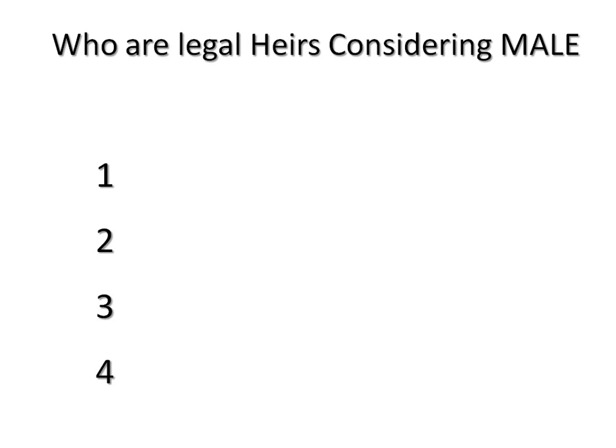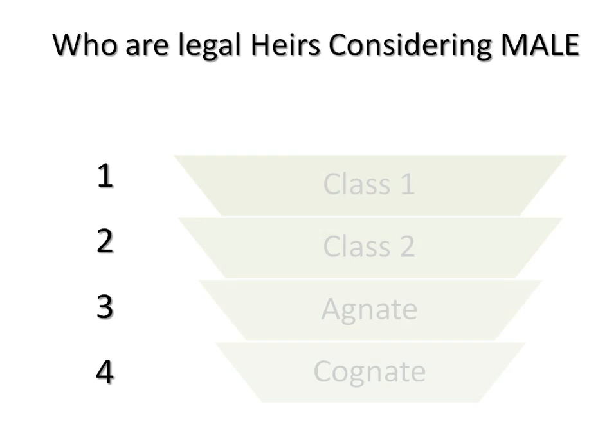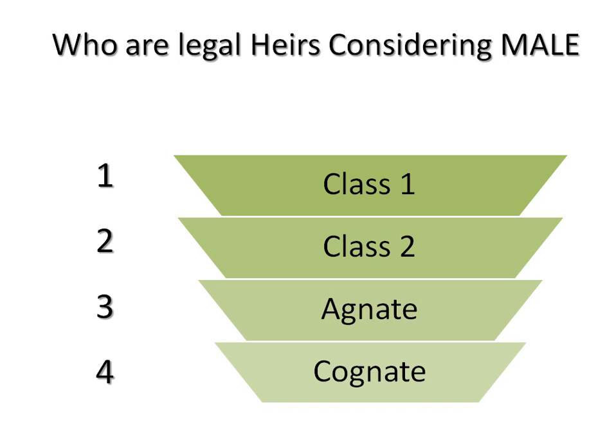Now, we are going to discuss Hindu succession laws, and we will consider that the person in question who died without a will is a male Hindu. In this case, all the relations are divided into four parts: class 1, class 2, agnate and cognate. The first preference is given to class 1 legal heirs. If there is no one in class 1, then we move to class 2, and then agnate and then cognate. But even if one person is there in any class, we don't move to the next class. All the wealth goes to that particular class.